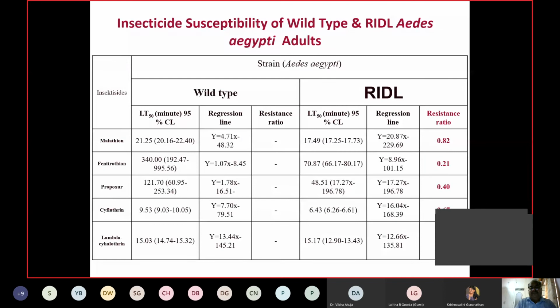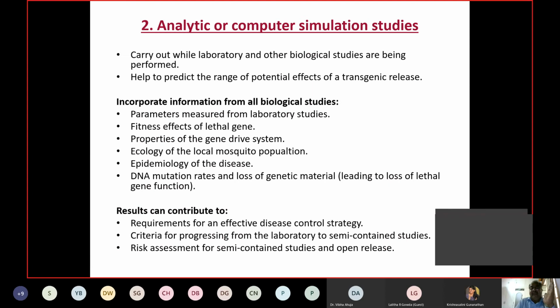I'll go to the major figure in order. This is the table to show the two generations, two different populations of transgenic and non-transgenic, having been tested for their susceptibility against the conventional insecticide. So it also has to be confirmed that the transgenic mosquito does not behave differently from the wild one when subjected to the treatment of the insecticides used in public health control.